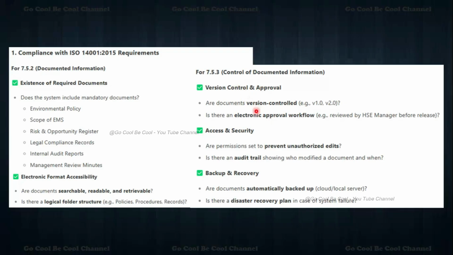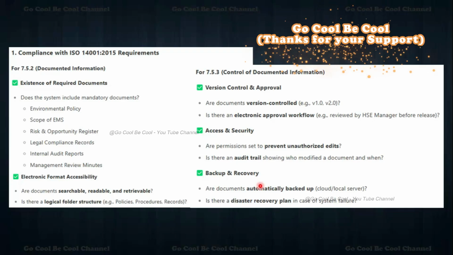Are documents version controlled? Whether 1.0, 2.0, what is the difference? Is there an electronic approval workflow? Example, reviewed by who? Who is going to review? HSE manager before release. Access and security: permissions to prevent unauthorized edits. Is there an audit trail showing who modified a document and when?